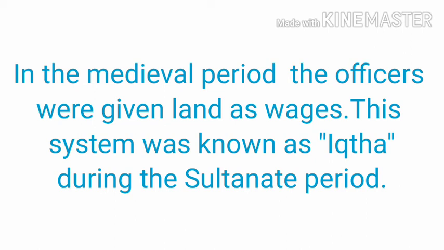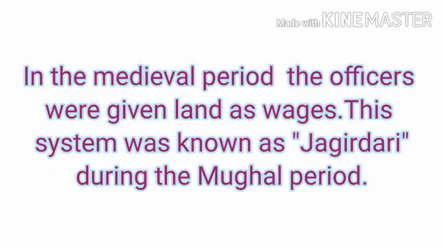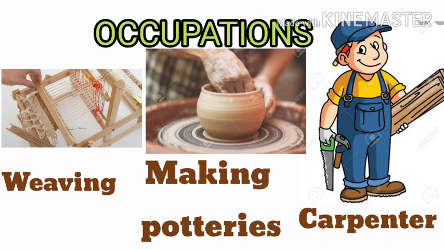Also in the medieval period, the officers were given land as wages. This system was known as Iqta during the Sultanate period. We learnt about the Sultanate period. In the same way, the officers were given land as wages. This system was known as Jagirdari during the Mughal period. We learnt about the occupations of the people of the medieval period like agriculture, trade and grazing cattle.